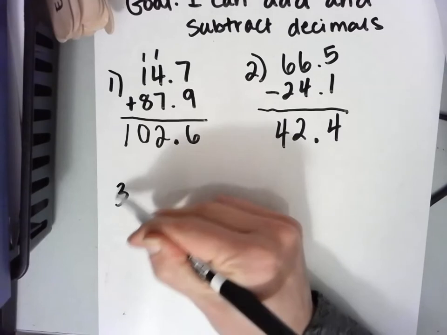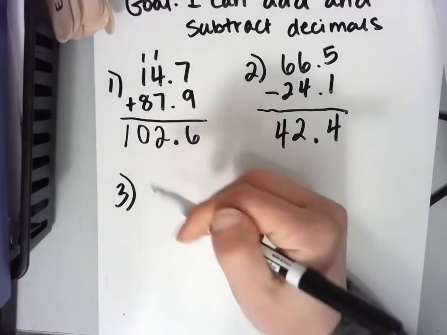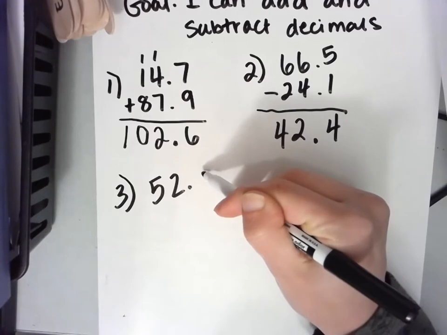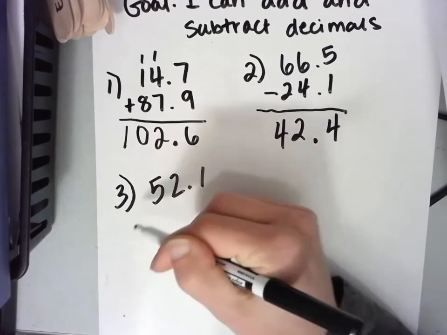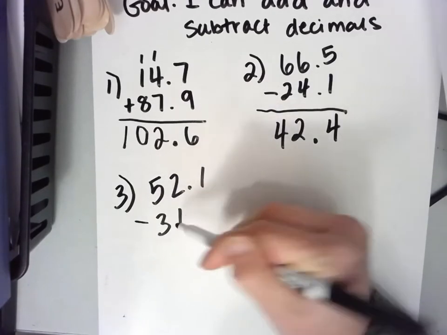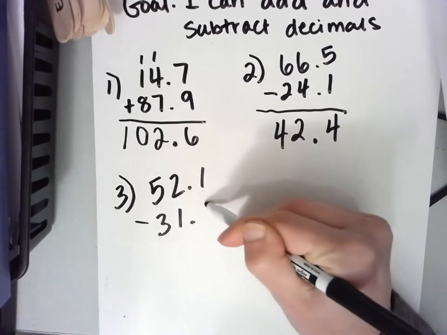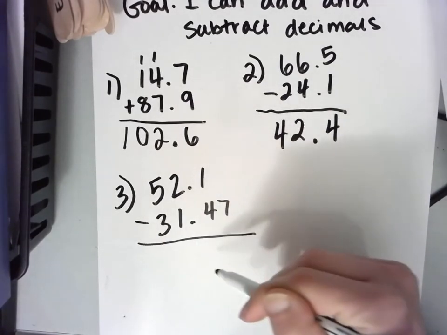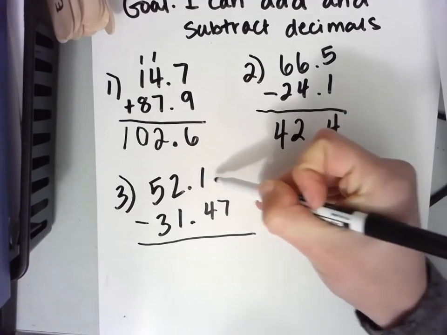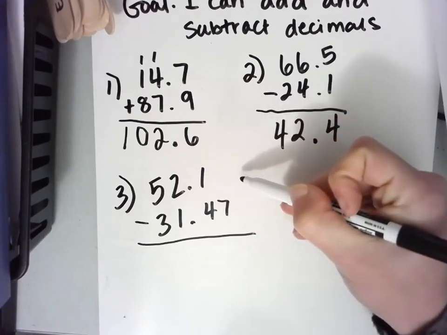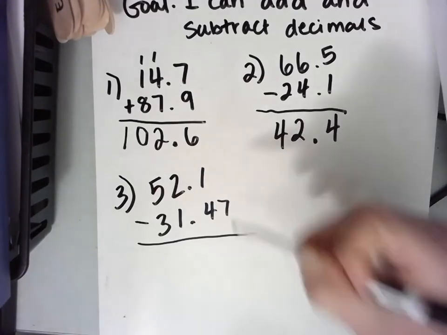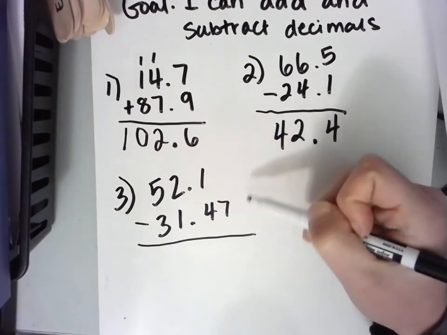This is the last one I'm going to do today, number 3. 52 and 1/10. And I'm going to subtract 31 and 47/100. Now, I lined up my decimal. You see how I didn't move this one all the way to the right? Because it's very important I need to keep these decimals lined up. And then I find any empty spots and I just add a 0.